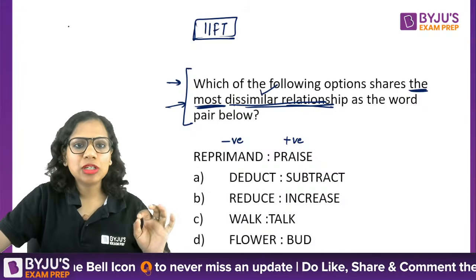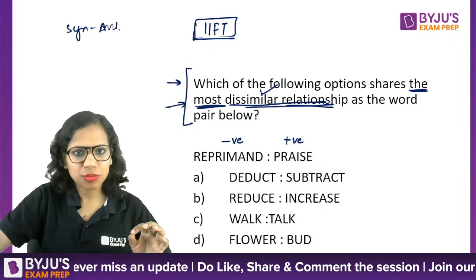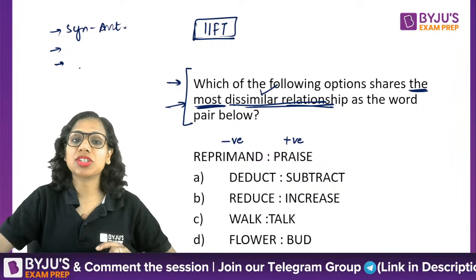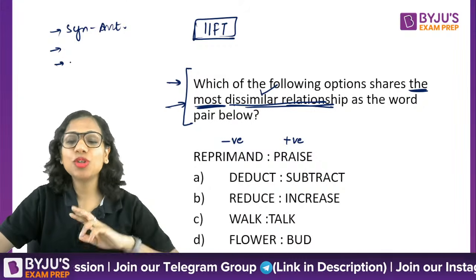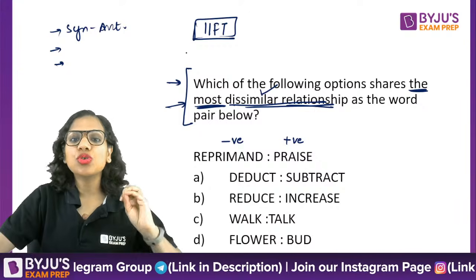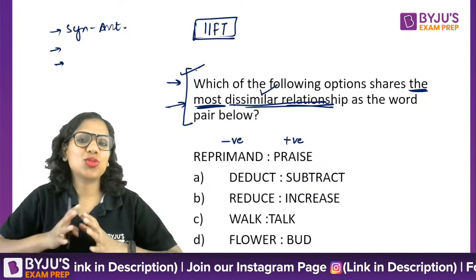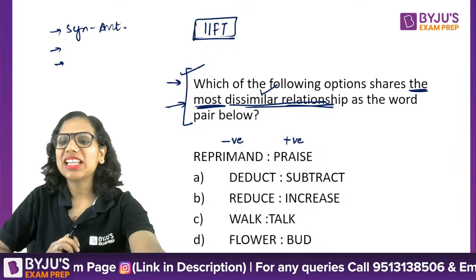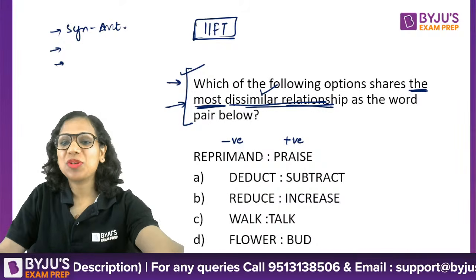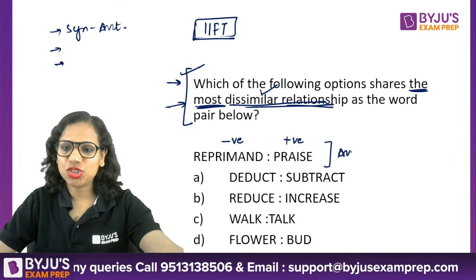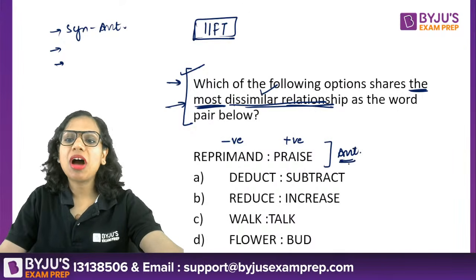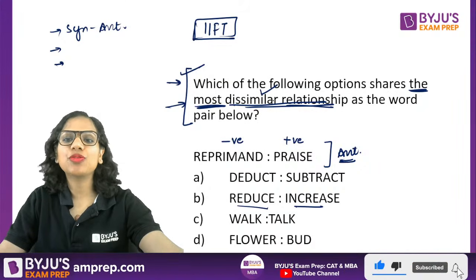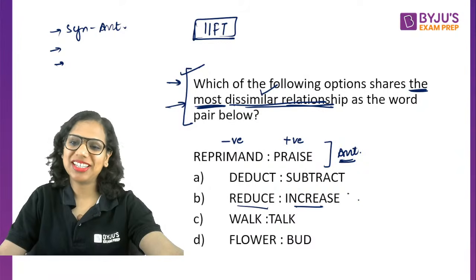So in synonym antonyms, pay attention to the instructions particularly. In grammar questions, see whether you have to mark the grammatically correct one or the grammatically incorrect one. So please pay attention to the instructions, right? The answer here is not the one where reprimand is to praise has an antonymous relationship. So I will mark something that does not have an antonymous relationship. B would be the answer if I had to search for a similar relationship, right?